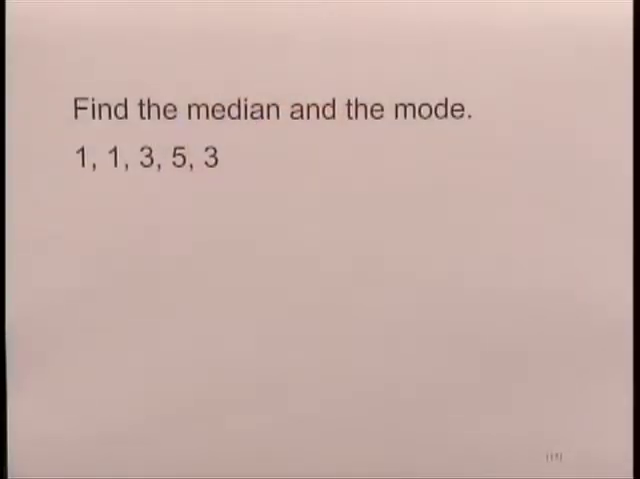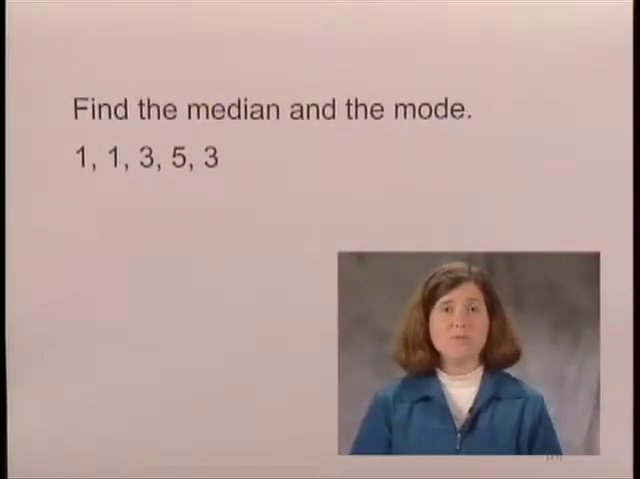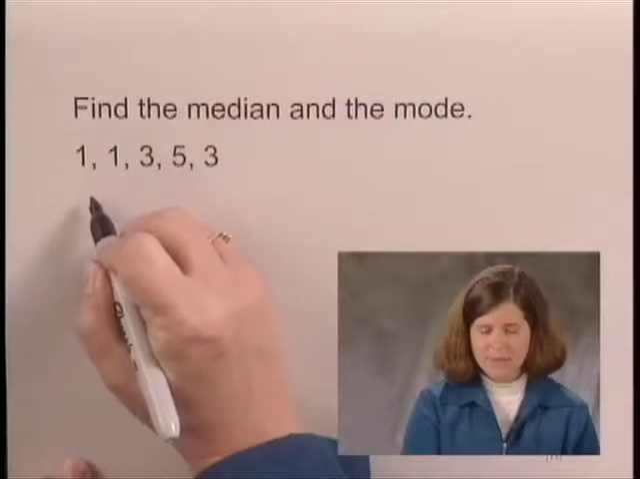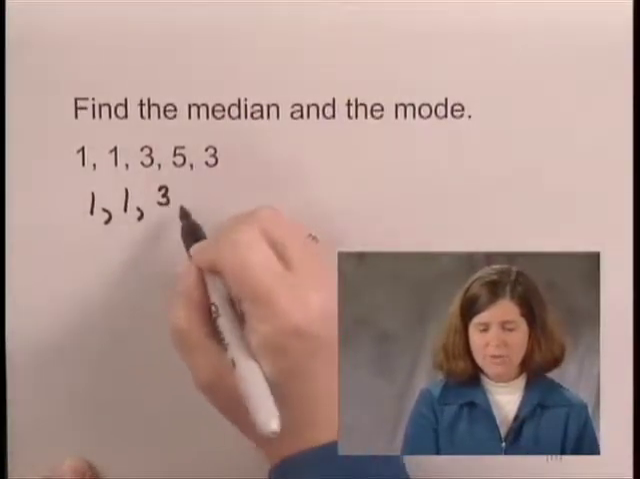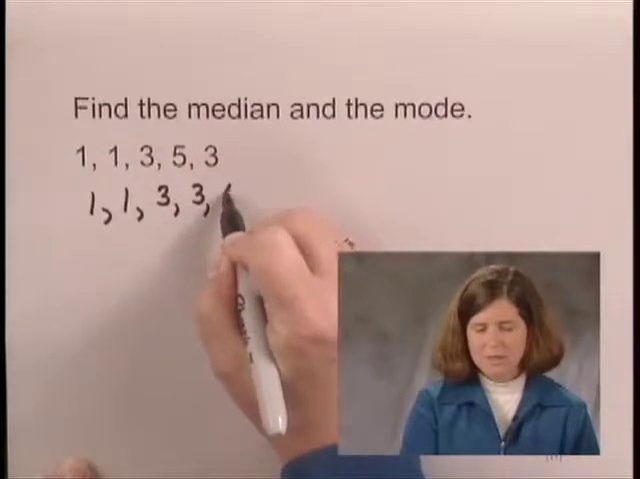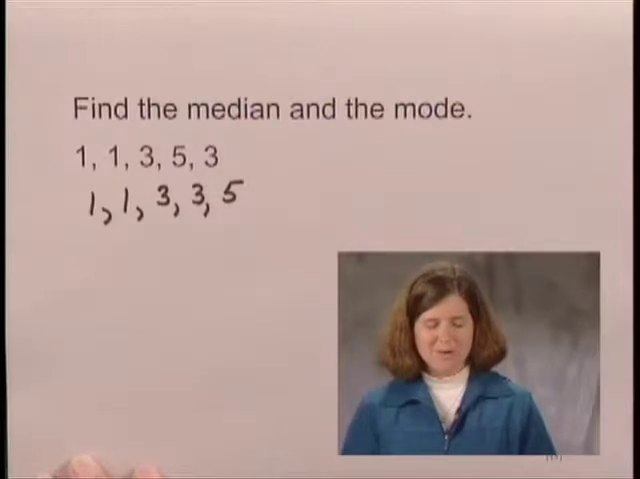In this exercise, we'll find the median and the mode of the numbers 1, 1, 3, 5, and 3. In order to find the median, we need to arrange the numbers in order from smallest to largest. Doing that, I have 1, 1, 3, 3, and 5. This will also help us find the mode later on.